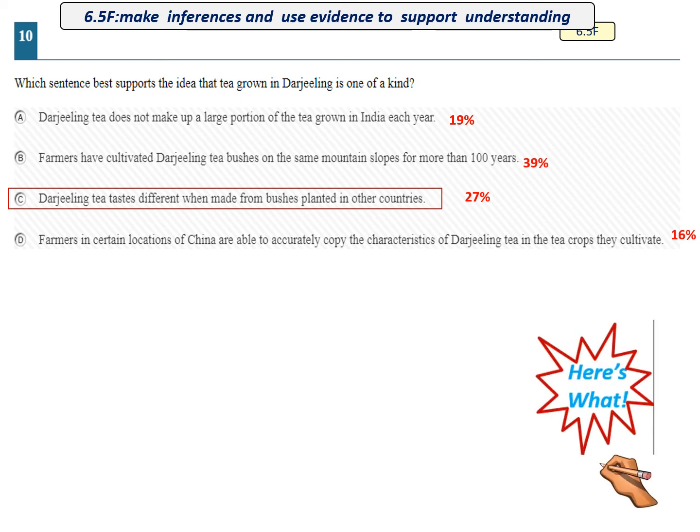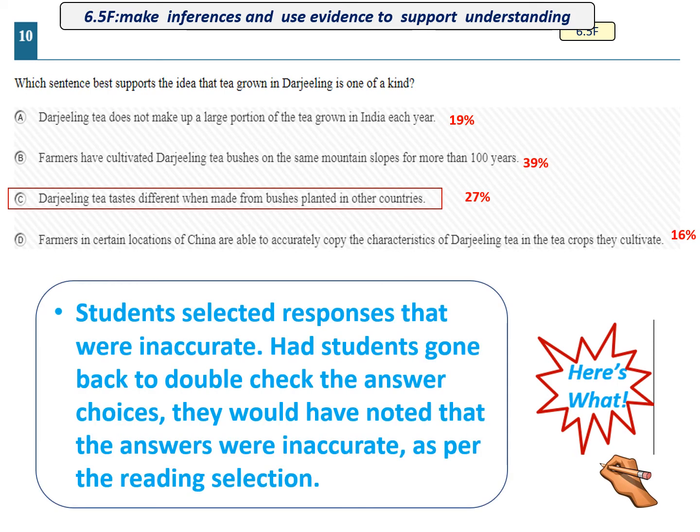So here's what. Students selected responses, ladies and gentlemen, that were inaccurate. Had students gone back to double check the answer choices, they would have noted that the answers were inaccurate as per the reading selection. I want you to note the difference in performance from literary to informational. Students experienced more success on the inferencing questions on the literary piece versus the informational inference question. To further look at the questions and answer choices, feel free to stop the webinar at this time and resume when you are ready. The choice is yours.